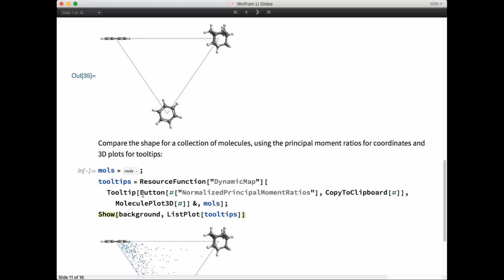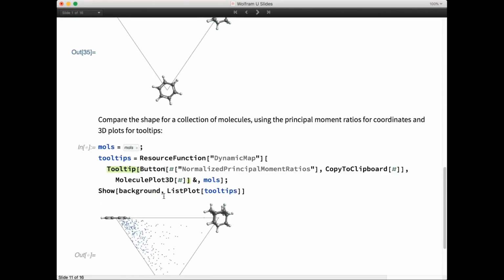But I'm going to instead wrap it in a button, which says that basically anytime you click on one of those coordinates, it'll do the second argument to Button. So here, in Button, the first argument is the coordinates, and the second argument is the button action. What it does is it copies to the clipboard whatever the argument there was, and the argument is going to be the molecule. And then I wrap that in a tooltip with the second argument being a 3D plot.